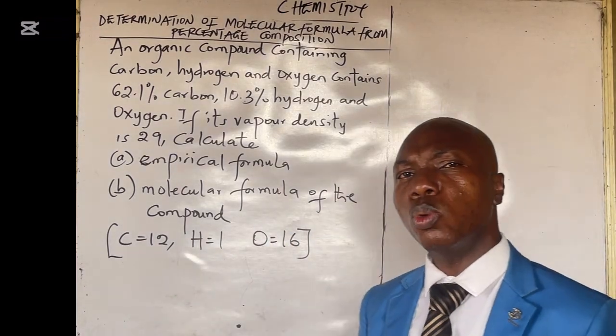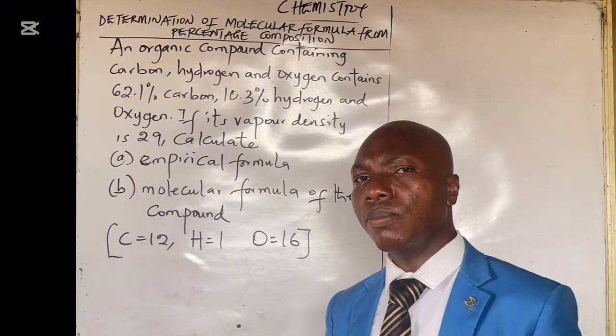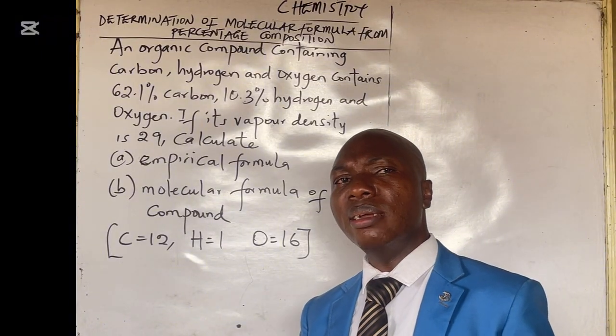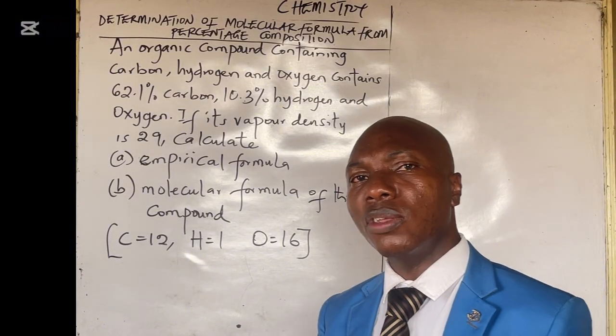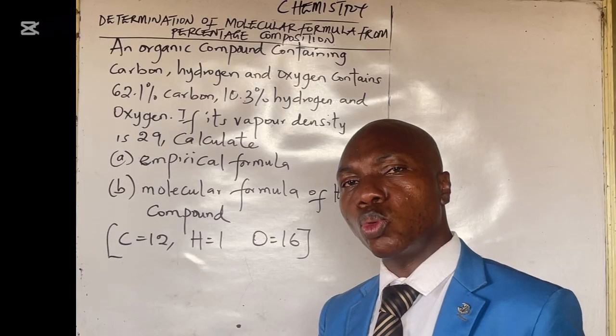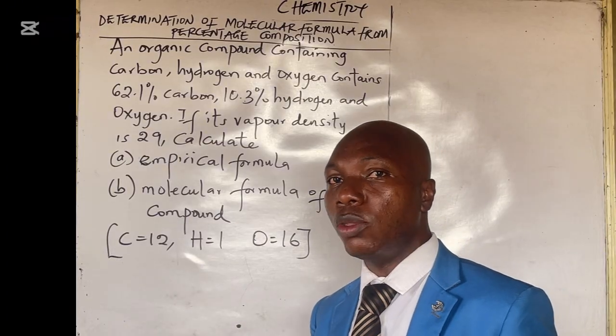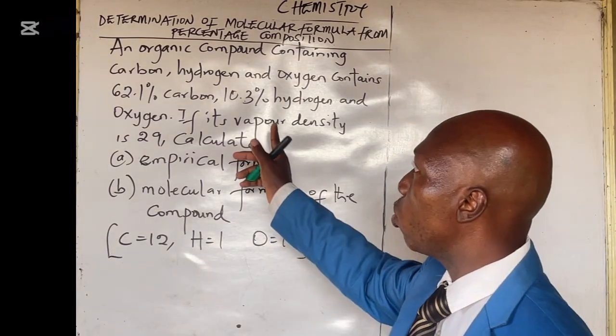Note, in this question you were given vapor density. Note that to calculate the relative molecular mass, you just say relative molecular mass is 2 times vapor density. Don't forget that. So let's continue with the work.